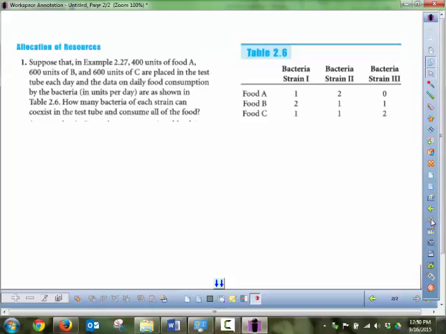Four hundred units of food A, 600 units of food B, and 600 units of food C are placed in the test tube each day, and then the data on daily food consumption of bacteria are shown in this table. How many bacteria of each strain can coexist in the tube and consume all the food?